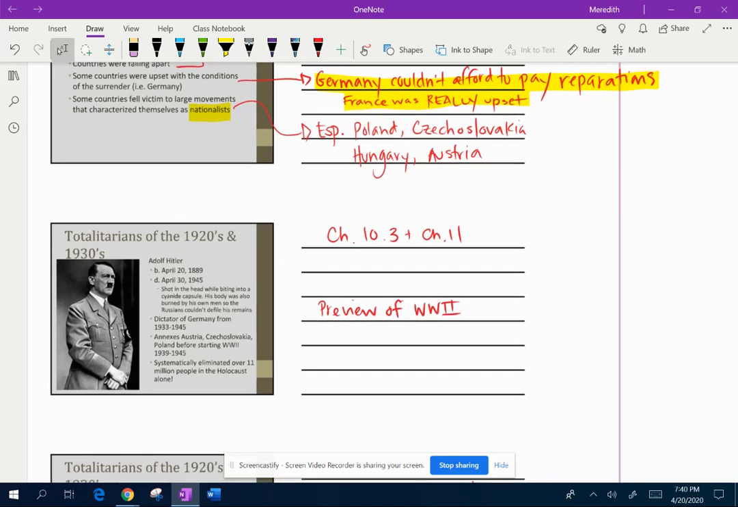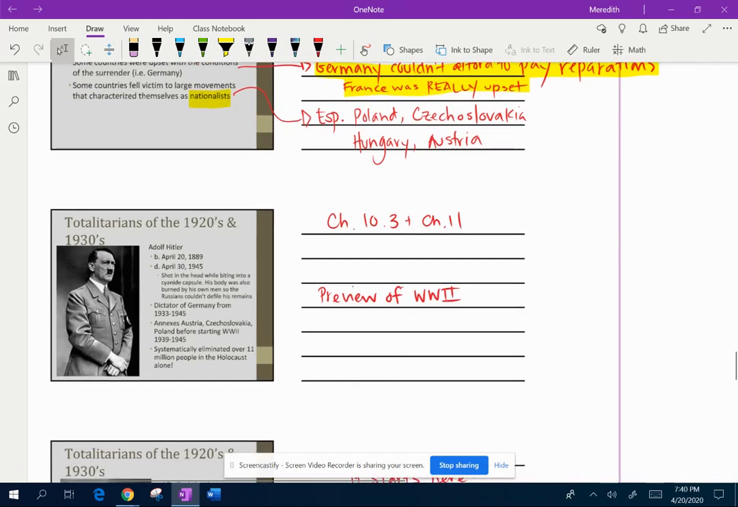So the major totalitarians that we're going to be talking about in the next few weeks, obviously you have Adolf Hitler. I am recording this on 4/20, and I just want you guys to take note that he was born on April 20th. And his death, suicide anniversary is coming up in about 10 days, April 30th. So this is just a preview for World War II. He's going to be talked about a lot in chapter 10.3 and chapter 11. But he is a totalitarian dictator of Germany from 1933 until 1945, when he kills himself.